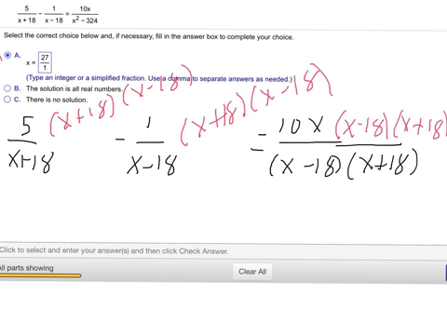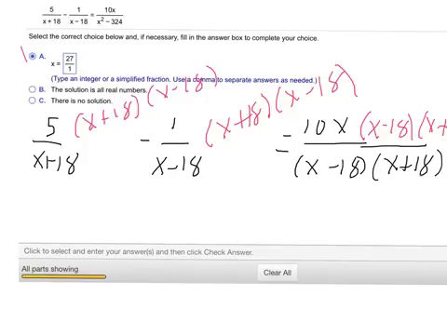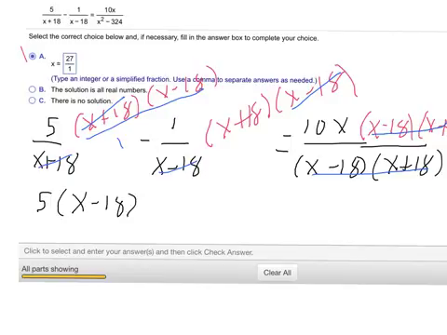Okay, if I come back here, if I divide out the common factors here, this is over 1, and so I can divide out the common factors of x plus 18, divide out the common factor x minus 18, and then you divide out that common factor. And so what I'm left with is 5 times quantity x minus 18 minus 1 times quantity x plus 18 equal 10x.